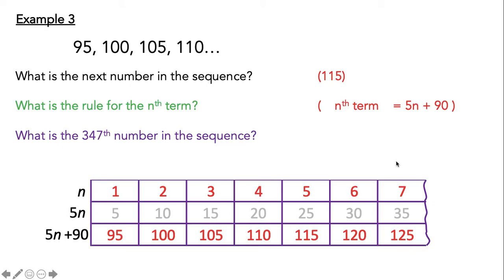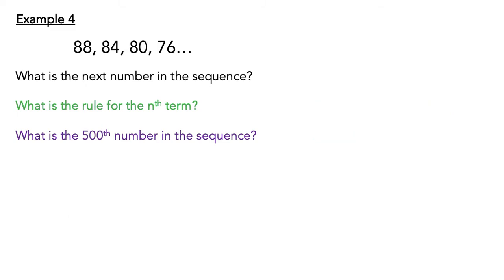And then the 347th number, you just need to stick 347 in for n in that rule, and you get that the 347th term is 5 times 347 plus the 90 gives you 1,825. Okay, so on to question 4. Once again, pause the screen and try and do the question first before you look at the answer.